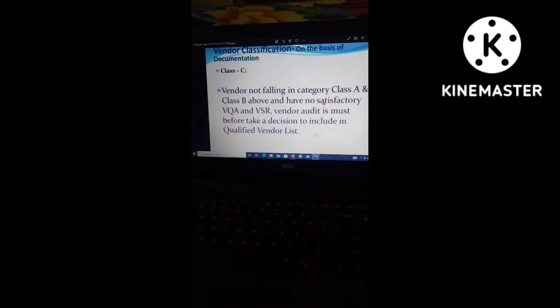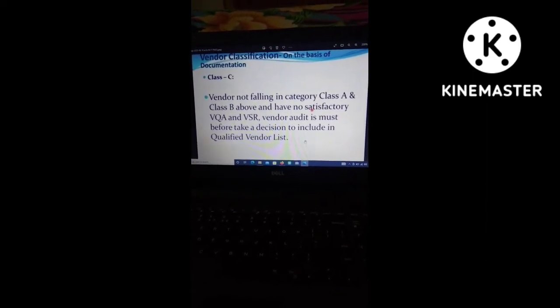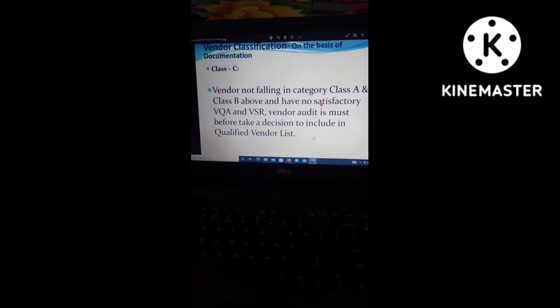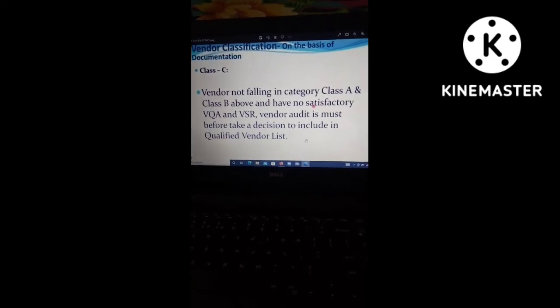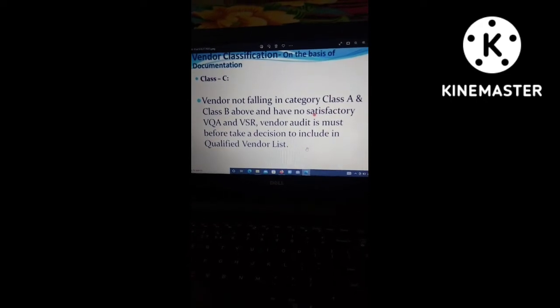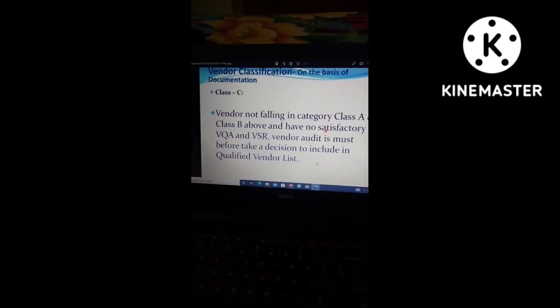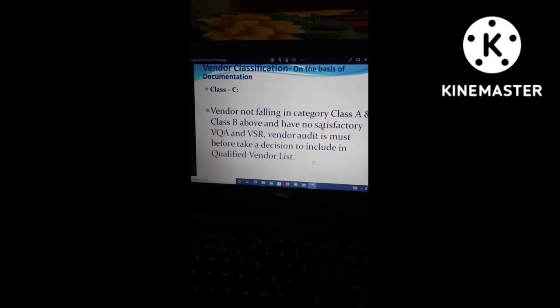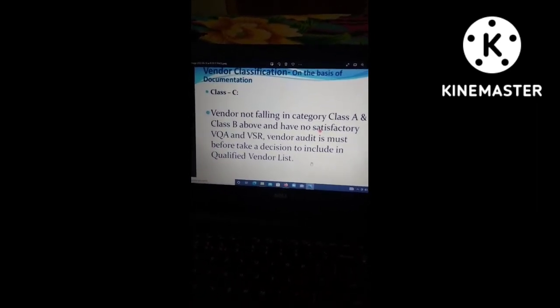But in class C, except class A and class B, and with no satisfactory VQ and VSR, it is considered as class C. That means there is no satisfactory vendor questionnaire and vendor suitability report, but a vendor audit must be taken before, and that means the vendor has to be audited by the auditor. Before we include the vendor in the qualified vendor list, we must audit the vendor. Then that should be considered class C.